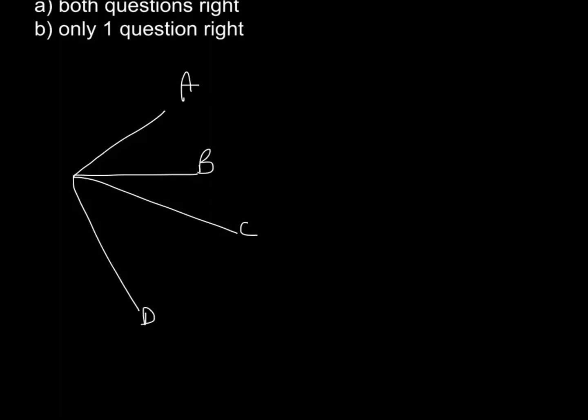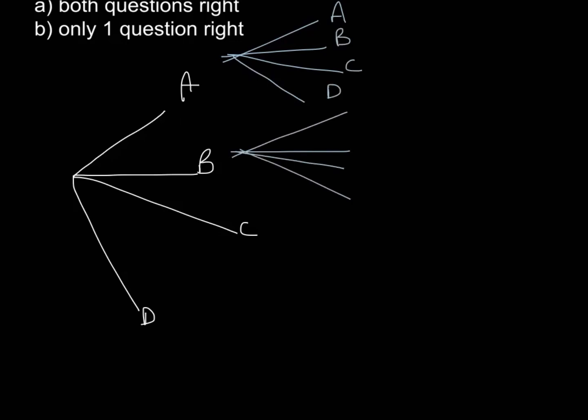So on question 1, he had 4 options, A, B, C, or D. And then on question 2, he has the same 4 options. So out of this branch, we're going to draw 4 more for each one. A, B, C, or D. If he chose B, he still had the options A, B, C, or D. And so on.